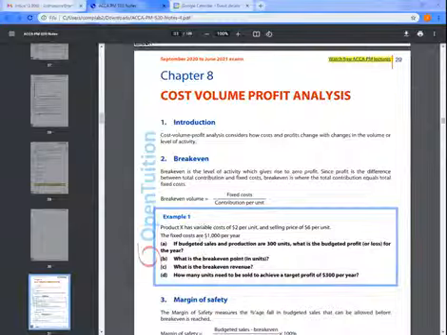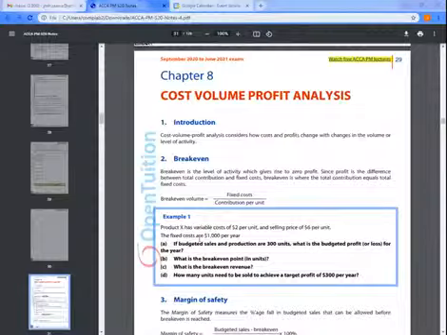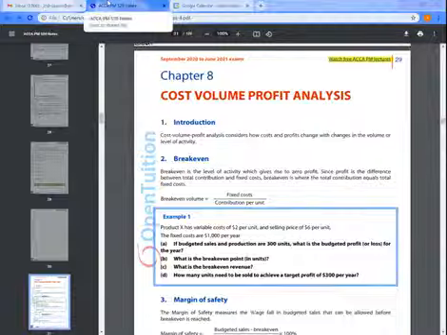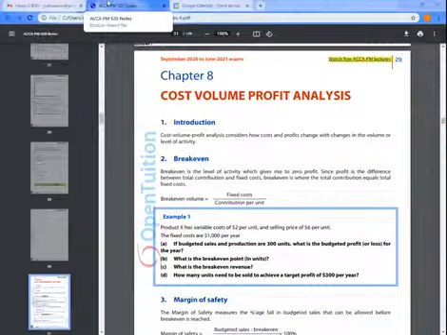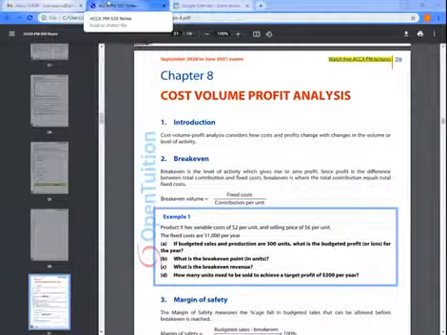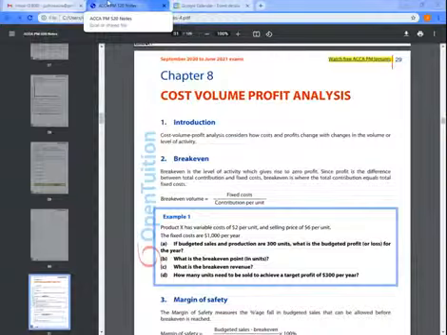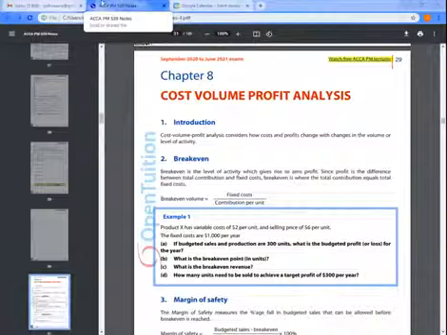Example 1, we are told product X has a variable cost of 2 per unit and a selling price of 6 per unit. The fixed cost is 1,000 per year. If budgeted sales and production are 300 units, what is the budgeted profit or loss for the year? So I would want to give you exactly 2 minutes. Please give me the answer to number 1.